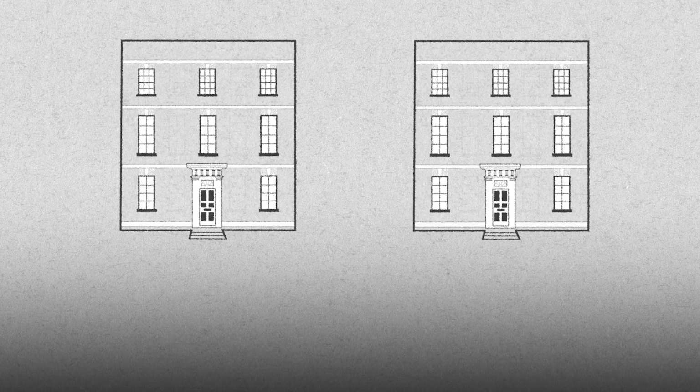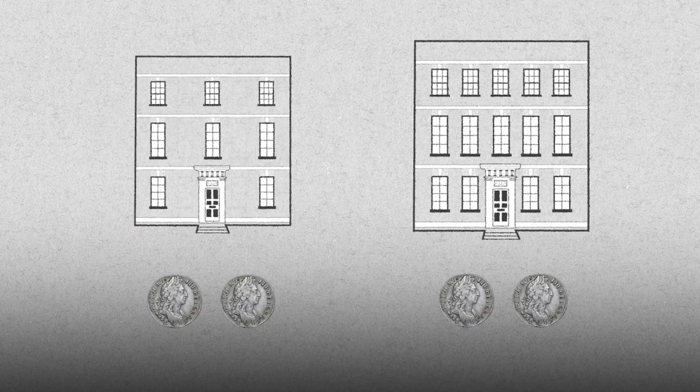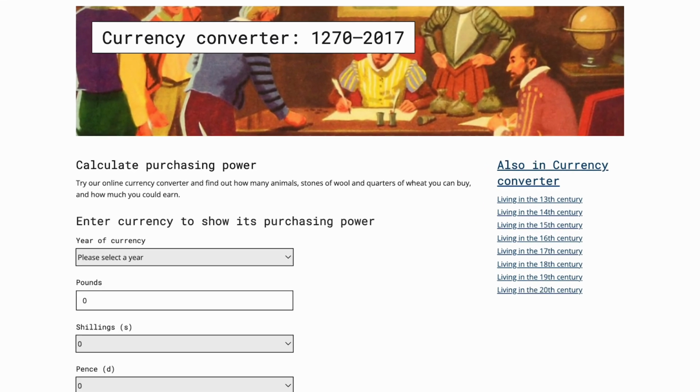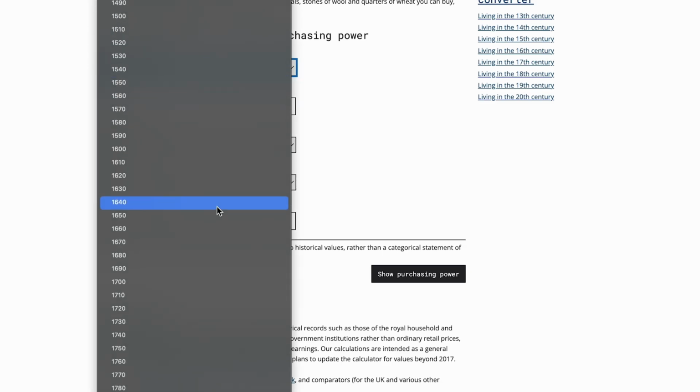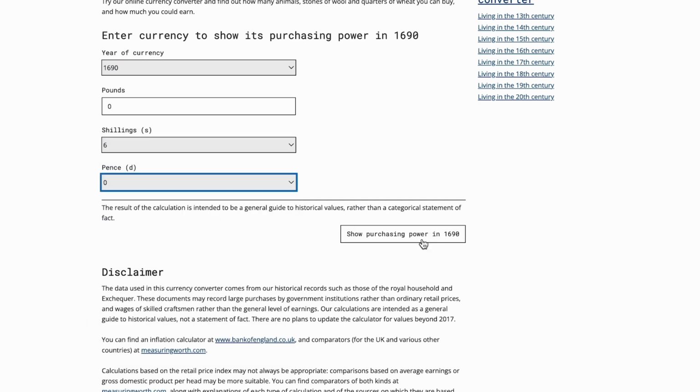Every house was taxed at a flat rate of 2 shillings, and if your house had between 10 and 20 windows, you'd be charged another 4 shillings. What on earth is 6 shillings worth today? Clearly, the National Archives knew this would be a popular question. This old currency converter tells us how many animals, stones of wool, and quarters of wheat I can buy. The year of currency would be 1690, and let's put in 6 shillings. Show me my purchasing power in 1690.